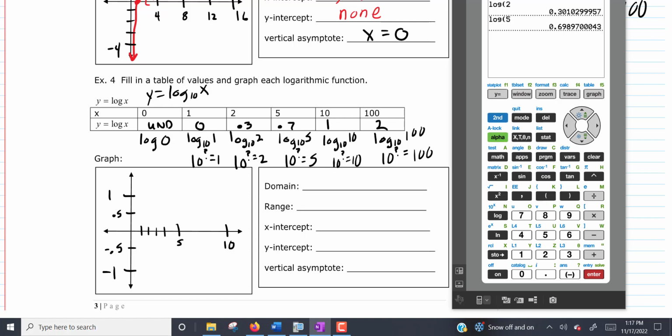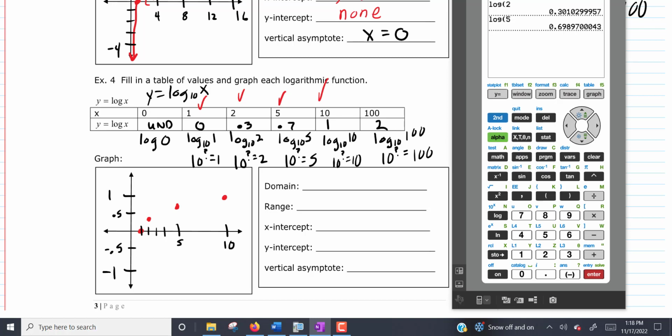So not go out to 100, just go out to 10. If we plot the points, we would have 1, 0. So that's your x-intercept. You have 2, 0.3, so just estimate it. You have 5, 0.7, estimate that. And then you have 10, 1.